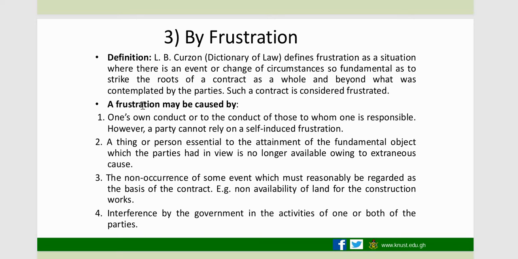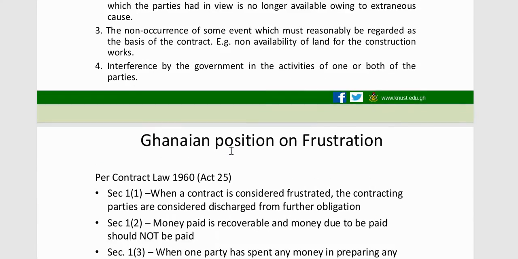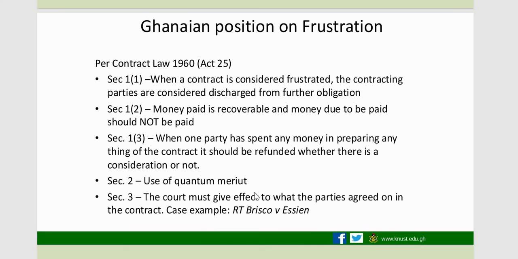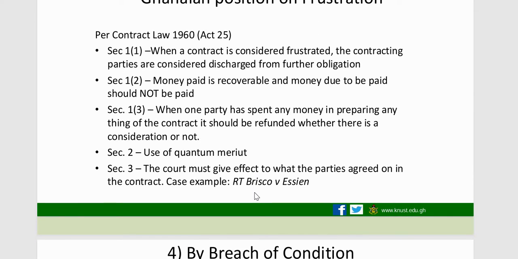So have it in mind that a contract by frustration is the same as an unexpected event. Okay, then let's look at another one. So here we are saying Ghanaian position on frustration. When a contract is considered frustrated, the contracting parties are considered discharged from further obligation. Of course, money is recoverable and money due to be paid should not be paid. Okay, when one party has spent any money in preparing things in the contract, and so all that they are trying to say is that yes, I booked the hall, right? And now the hall is no more. You are not at fault, I'm not at fault, but what do we do?